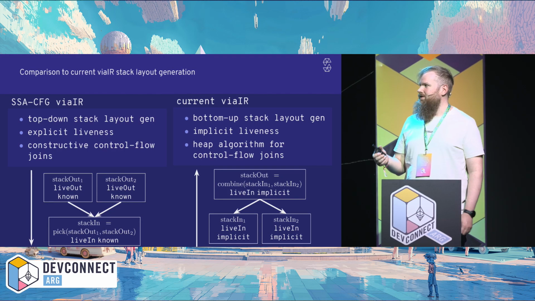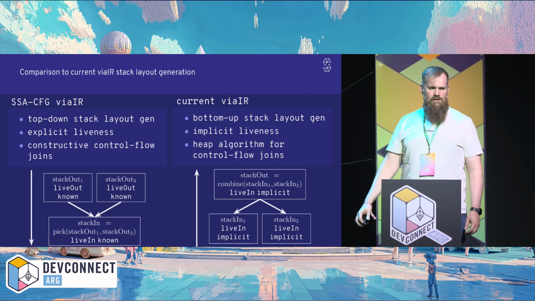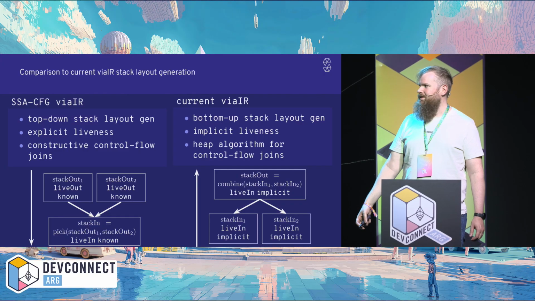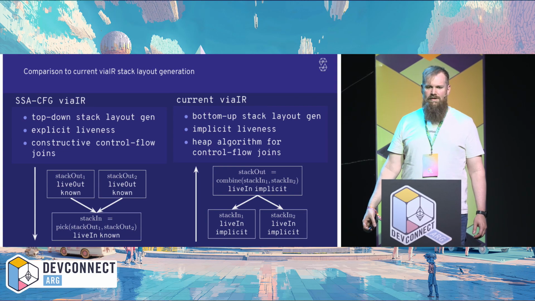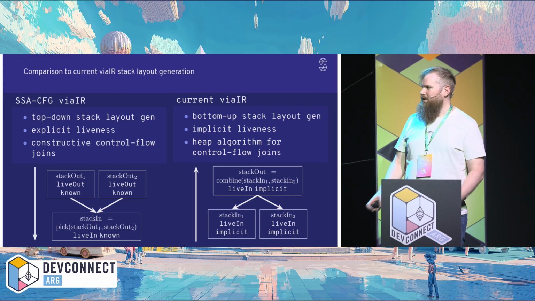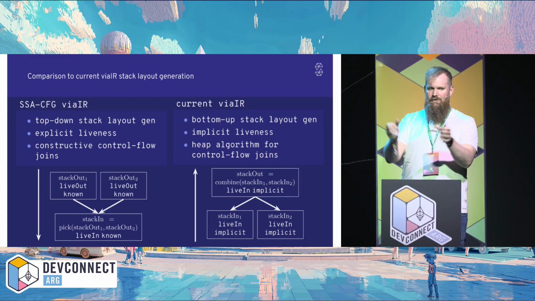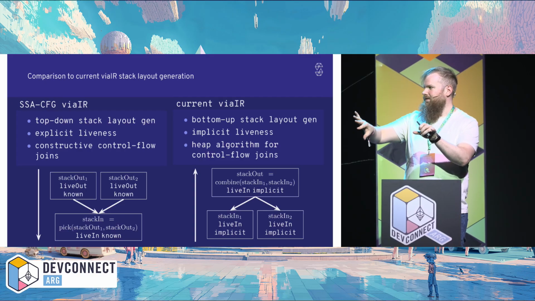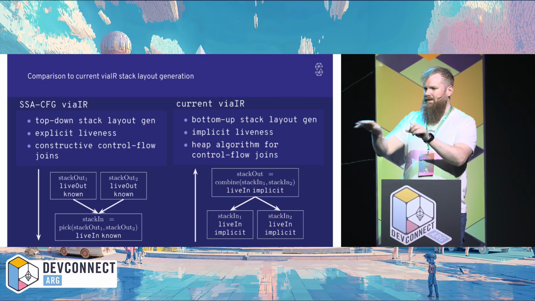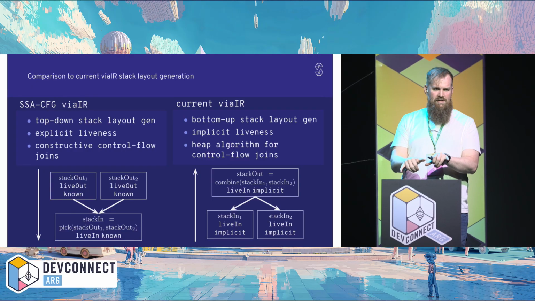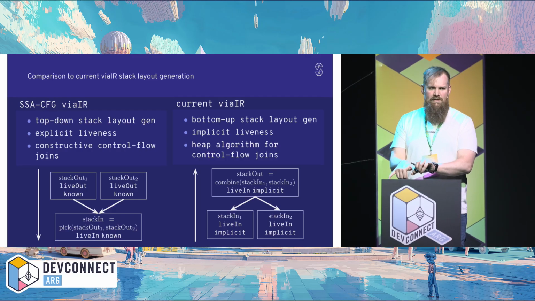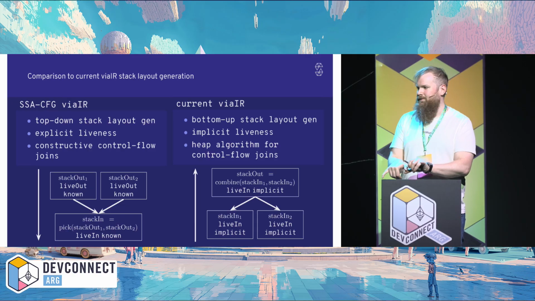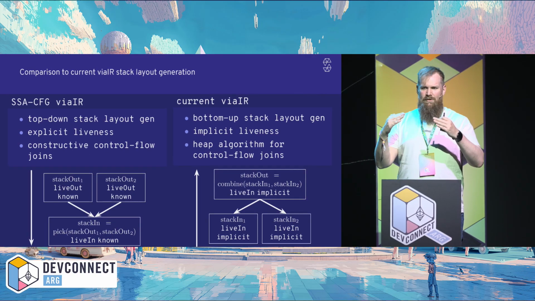With the SSA CFG, we get a top-down approach, we get explicit liveness, and we can also handle control flow joins more constructively. Meaning, if I have two blocks and I want to join them, so for instance, after an if statement where the conditional block is then producing something, then I can just pick one of the two stack layouts because I know already that all the information that I need is contained in either of them. This is like a very simple and constructive way and something that you can pretty easily bug fix. If you go bottom up, you have an information disparity.